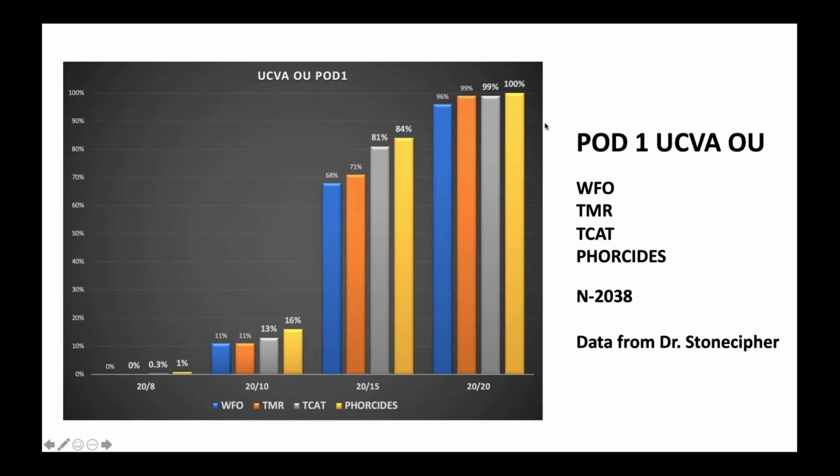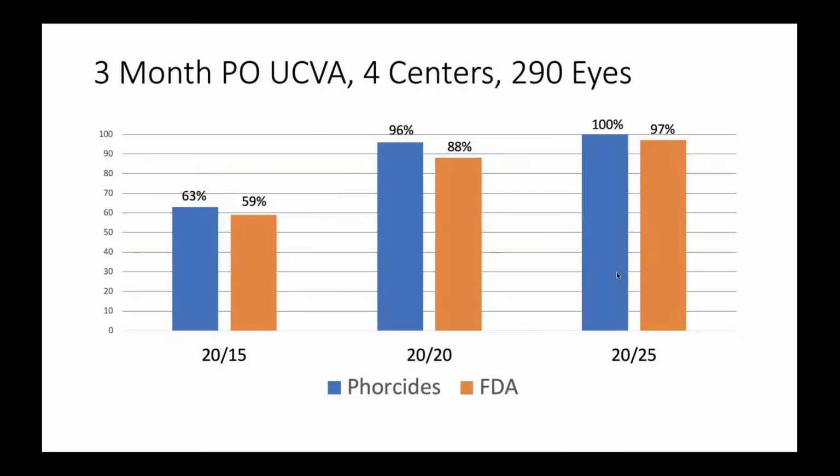Phorcides beat every other modality. 100% 20/20, 84% 20/15 uncorrected binocular vision, 16% 20/10. So even on the first day out, you're getting that wow factor and you're getting excellent results, better results with Phorcides than the other modalities. This is preliminary data. It's going to be published very soon.